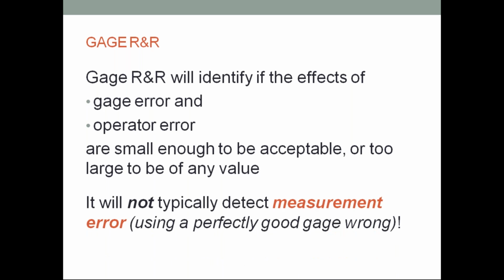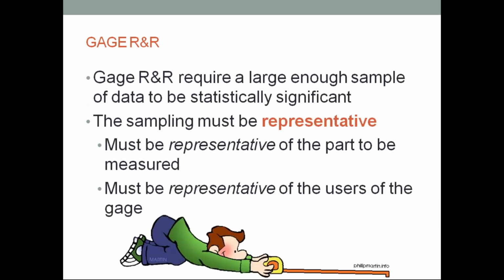So for example, if you're measuring a circular feature and you only measure one diameter, instead of measuring around the part and picking up the influence of roundness, then if you see variation in your data, but the data is from roundness and not from variation over time, well, then you're just using the gauge wrong. That will not get caught in a Gage R&R. Gage R&R requires a large enough sample of data to be statistically significant.